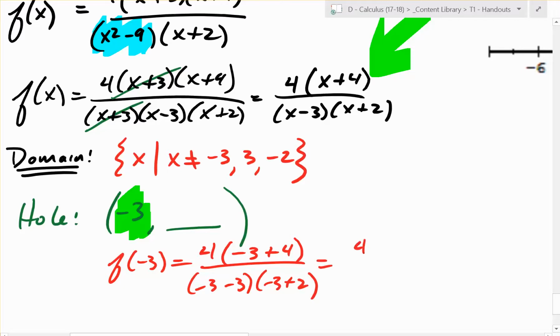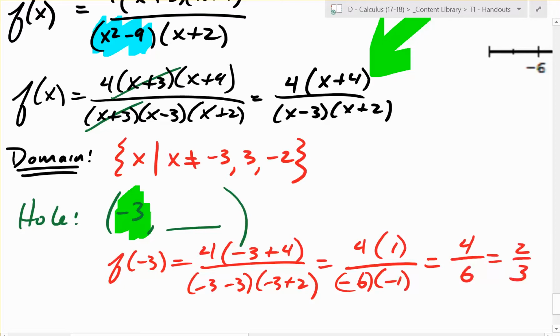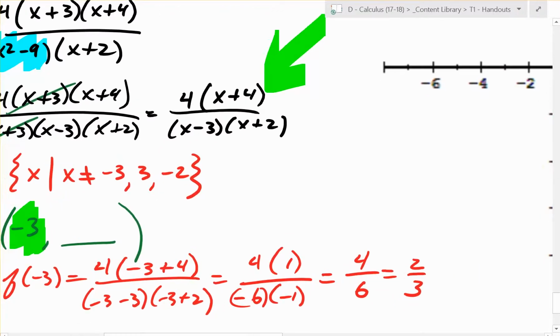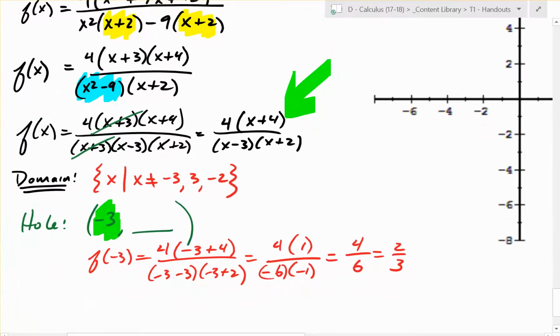What do you get? 4 times 1 over negative 6 times negative 1 is 4 over 6, which is 2/3. Is that correct? Is it supposed to be 2/3? I think so. So we have our hole. After you do the hole, you can do things in different orders now. What should we find next, Vic?